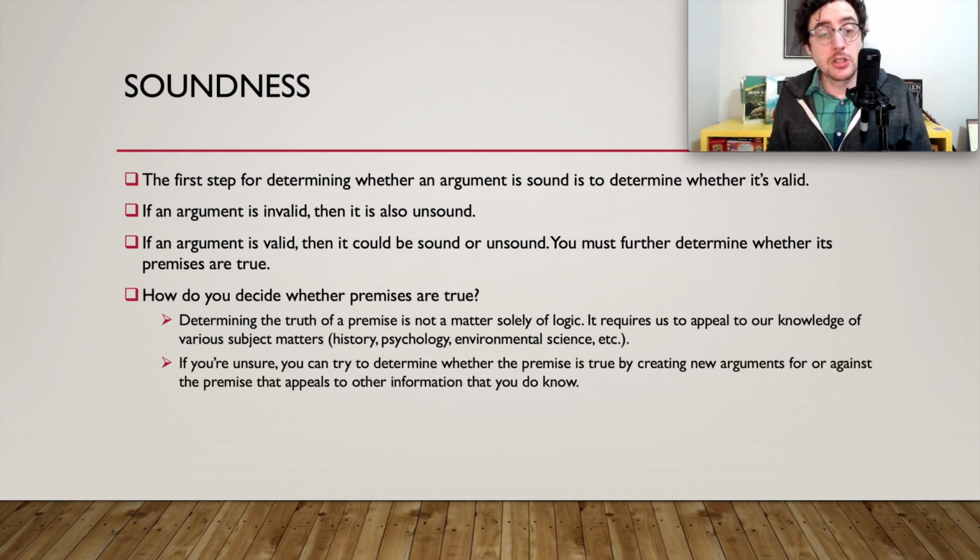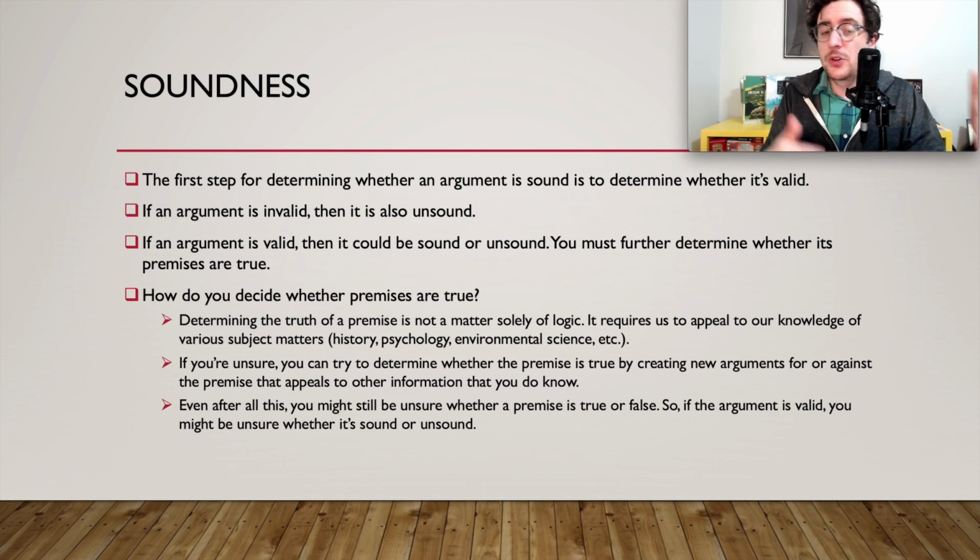If you're unsure, you can try to determine whether the premise is true by creating new arguments for or against the premise that appeal to other information that you know. And if you do all of that, you might still be unsure whether the premise is true even after you've considered arguments for and against that premise. And so if your original argument is valid and you can't decide whether the premises are true, well, then you might be unsure whether the argument is sound or unsound.